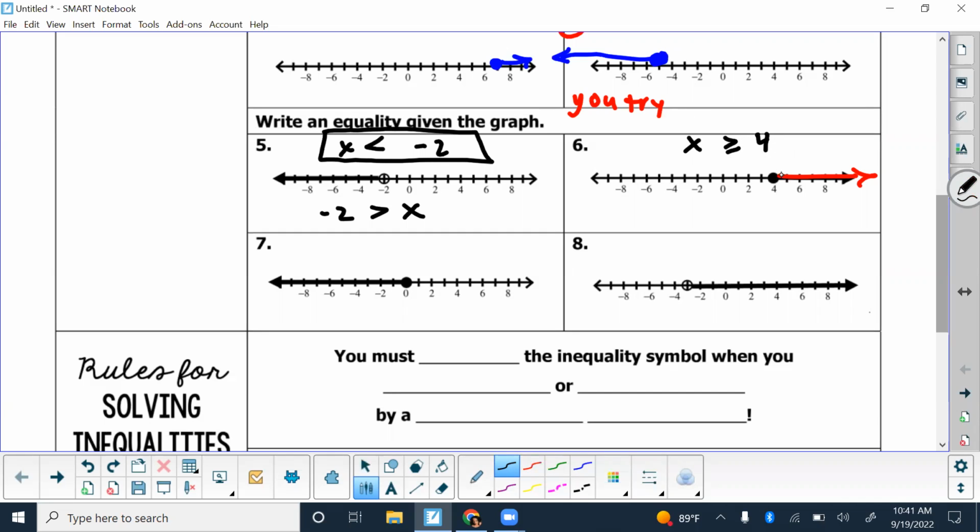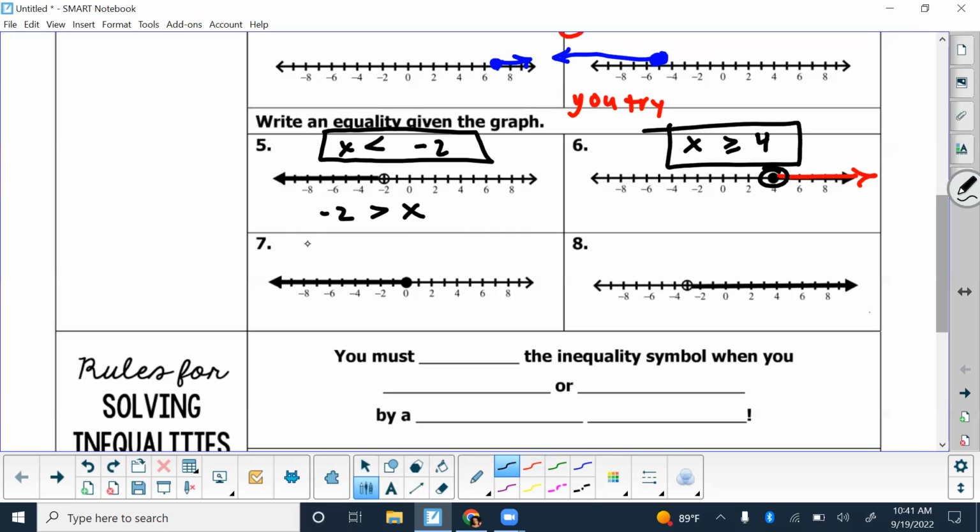The line, because it's a closed circle, meaning that is a solution to that inequality. That's like saying we need to buy at least 4 pizzas to feed the class. So does that mean I can buy exactly 4? Yes. So that is a good real world example. Buying at least 4, things like that.